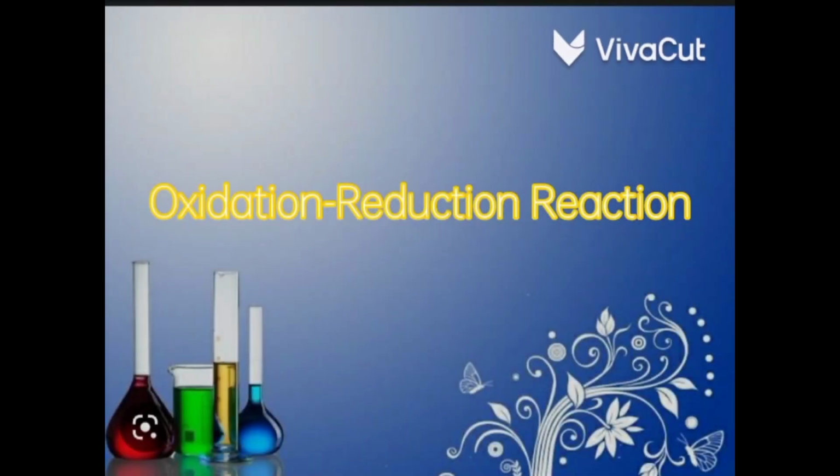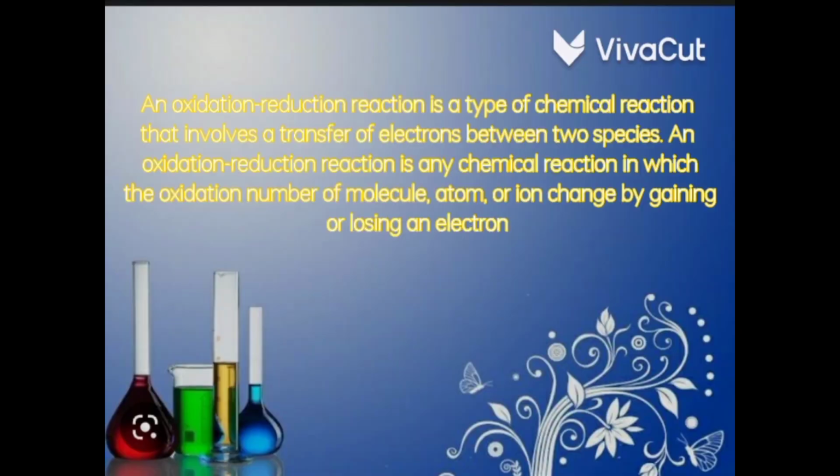Oxidation reduction reaction. An oxidation reduction reaction is a type of chemical reaction that involves a transfer of electrons between two species. An oxidation reduction reaction is any chemical reaction in which the oxidation number of a molecule, atom, or ion changes by gaining or losing an electron.